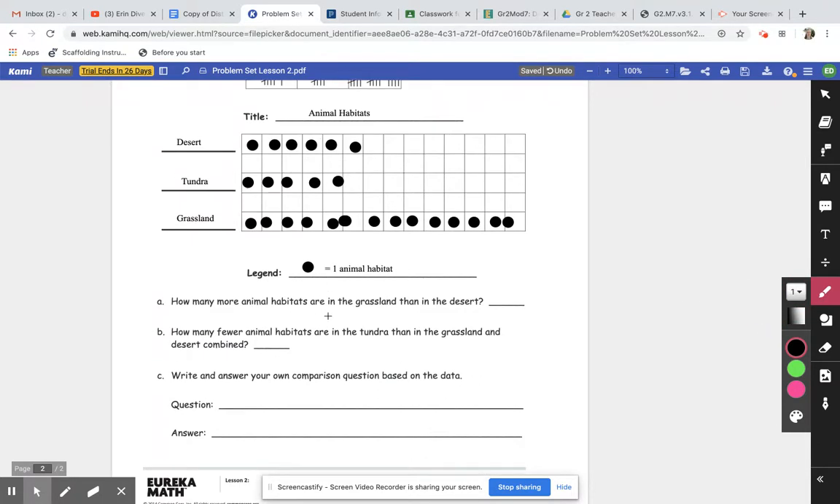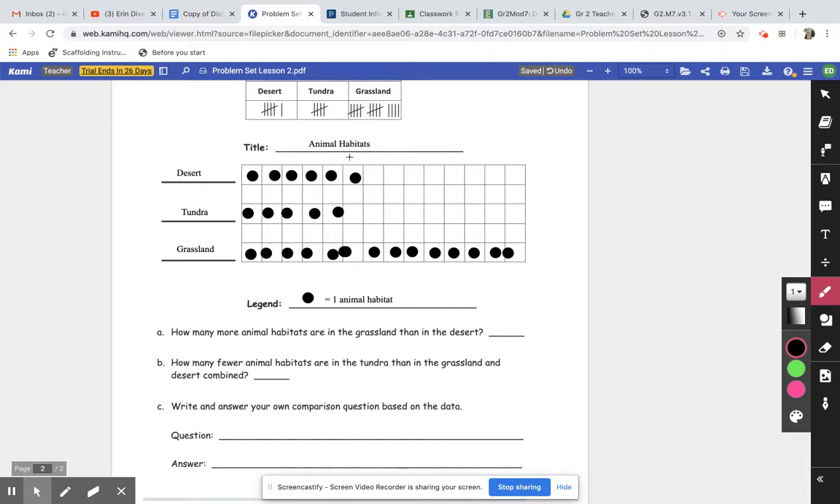The next problem asks us how many more animal habitats are in the grassland than in the desert? Well, we know that there's 14 in the grassland, so I'm going to do that little problem up here, 14 in the grassland. And it's asking how many more are there than are in the desert, which are 6. So it's asking us to do a simple subtraction problem here, 14 minus 6. And I'm going to do mental math. Please use whatever strategy works best for you. So the difference between 14 and 6 is going to be 8.